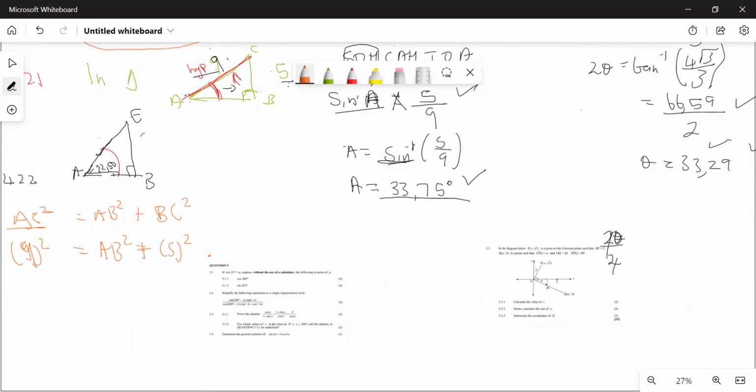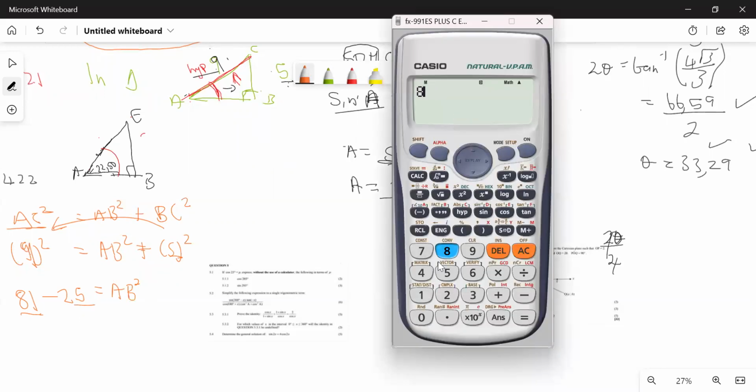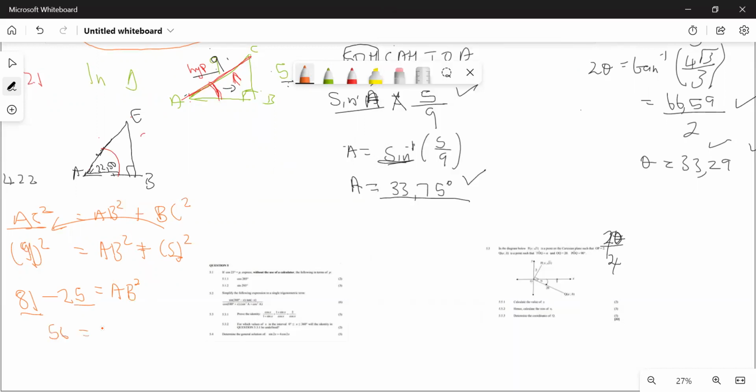From here, you take this 5 to the other side. So 9 all squared is 81, minus 5 all squared, which is 25, equals AB all squared. Let's check what we get: 81 minus 25 is 56. So AB squared is 56.